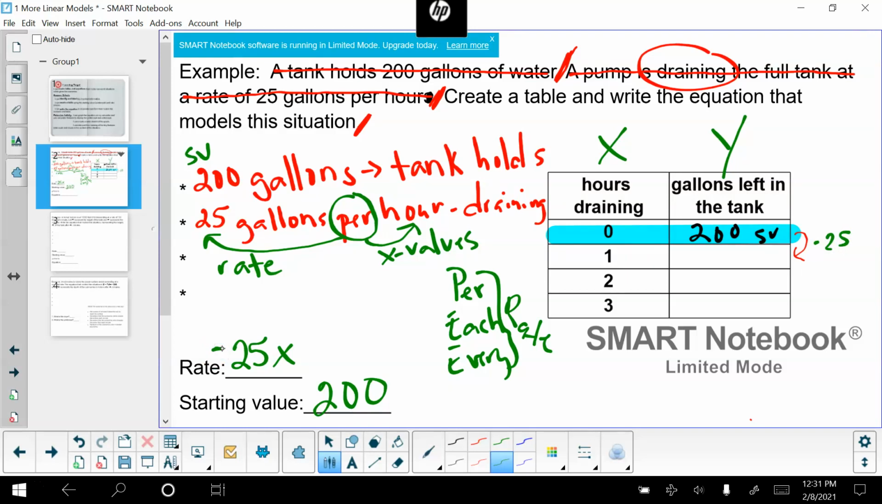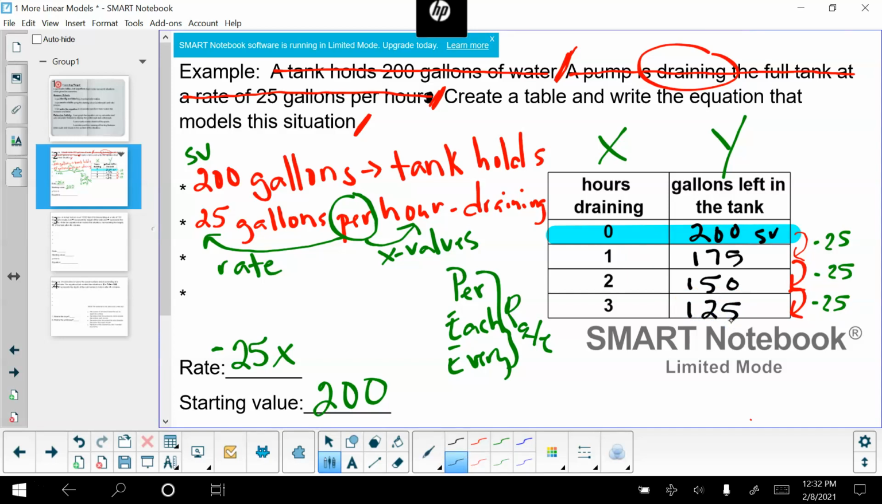And then I can just figure out the next number. So 200 minus 25 is going to give me 175. And then I need to do it again. I'm going to subtract or go down 25, because remember the rate is what happens over and over again. So then my next number is 175 minus 25, which would be 150. And then I'm going to do it again. So then 150 minus 25 is going to give me 125. And I should be able to go back and look and see that, yes, it is going down by 25 each time.